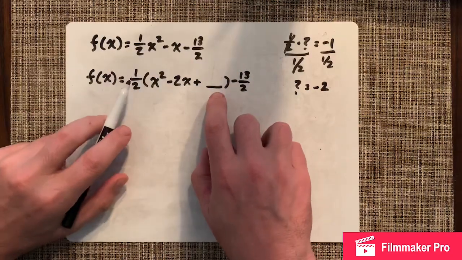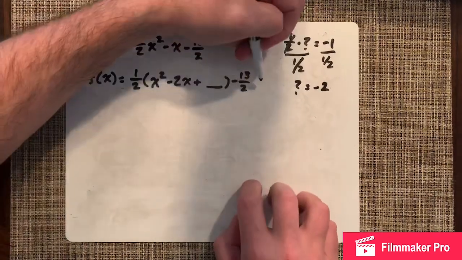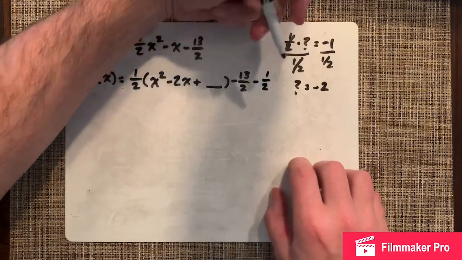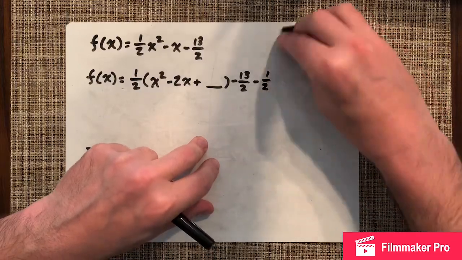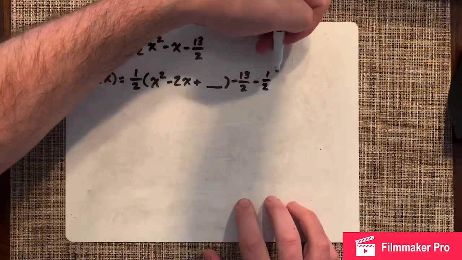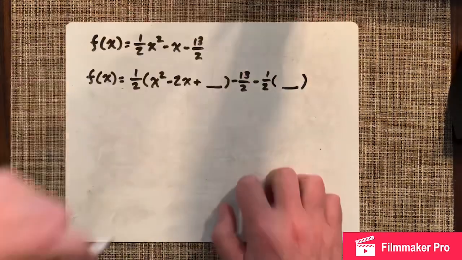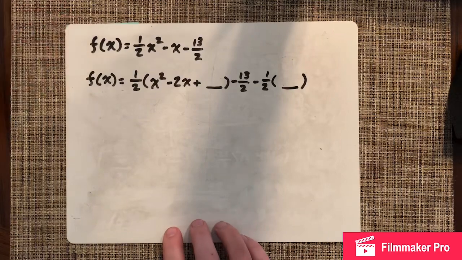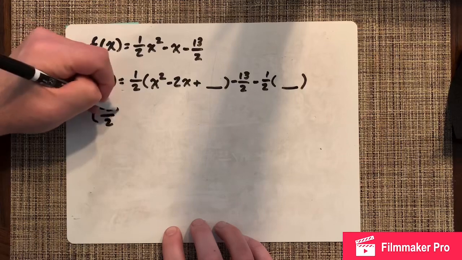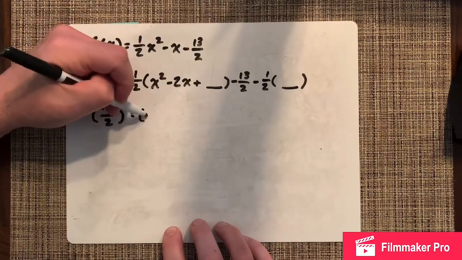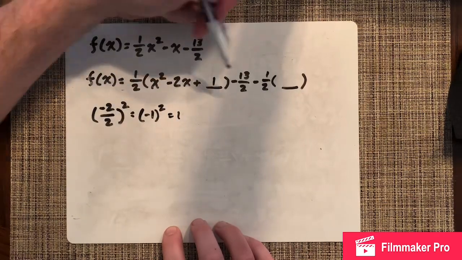Okay, now I'm about to introduce a 1/2 blank into the problem, and so I need to subtract a 1/2. Now I got to erase this part because I don't really need this anymore, and it's starting to creep over there. All right, so now I'm going to introduce a 1/2 blank, but I'm going to subtract it over there. First thing, -2 divided by 2 squared is going to be -1 squared, which is 1. So I got a 1 in the blanks.